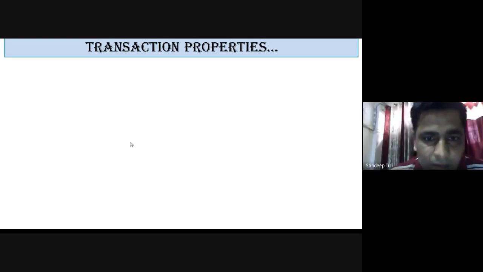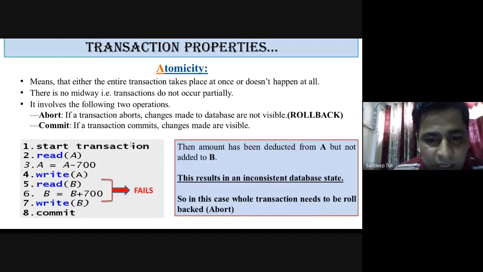The next property, the first one was atomicity. Atomicity is clear. It means either all the transaction needs to be completed or none of them. Done?